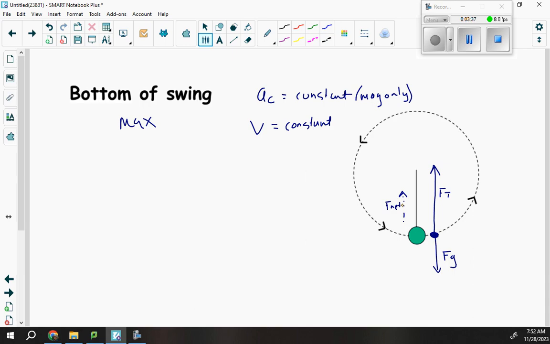And remember, F_c is the net force for circles. So in other words, when you add up the tension force and the force of gravity, the tension force has to be bigger so that we've got some leftover force towards the center of the circle, some leftover net force. Cool, so that is at the bottom of the swing.